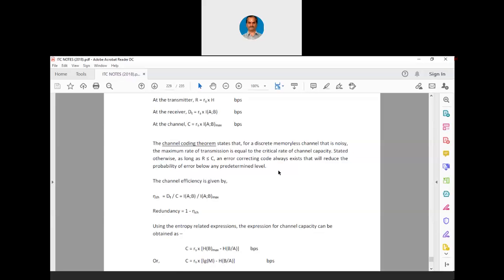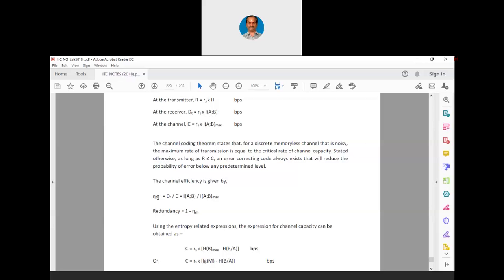Now the channel efficiency is given by what? The channel efficiency is given by eta channel equals Dt by C. We already have this Dt. Dt is equal to Rs into I(A;B), the mutual information, and C is equal to Rs into I(A;B) maximum.